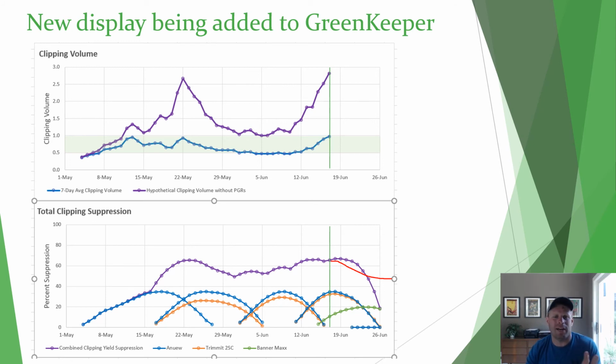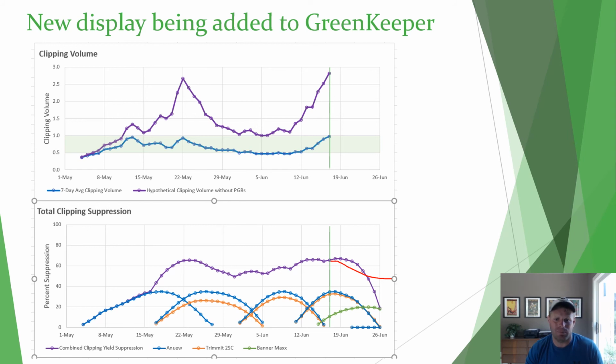So I'm really excited to bring this view into GreenKeeper in the next couple weeks, and I think this is really going to help people understand how all their PGRs and DMI fungicides are helping to influence their growth rate. And we can then take that cumulative clipping yield suppression, which is derived from an algorithm that looks at all these individually and groups them and figures out what's the suppression each day. And then we can apply it to our clipping volume.